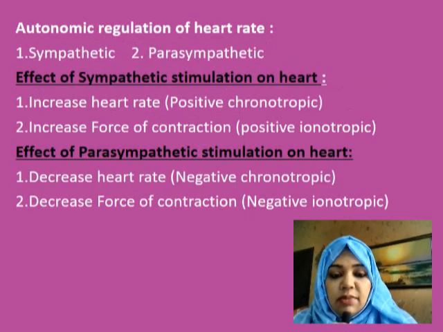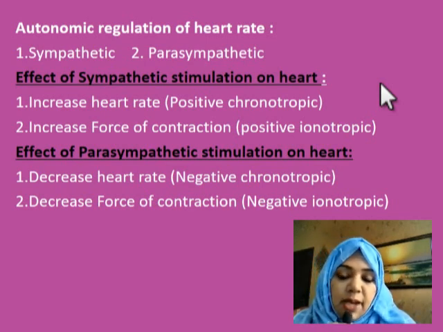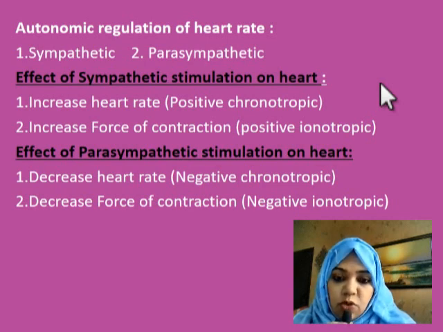So now let us see what is the effect of sympathetic and parasympathetic on heart. Sympathetic increases heart rate, that is called positive chronotropic. Increases force of contraction, that is called positive inotropic. Parasympathetic decreases heart rate, that is negative chronotropic, and decreases force of contraction, negative inotropic.